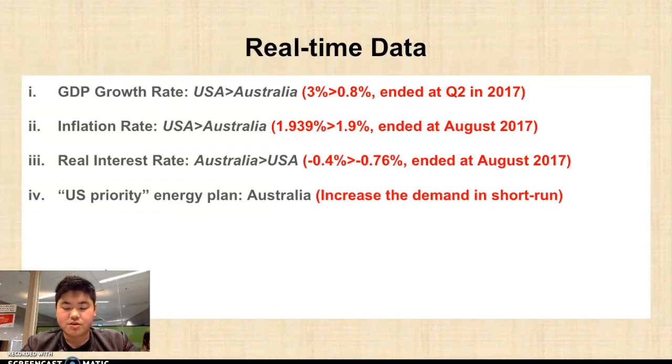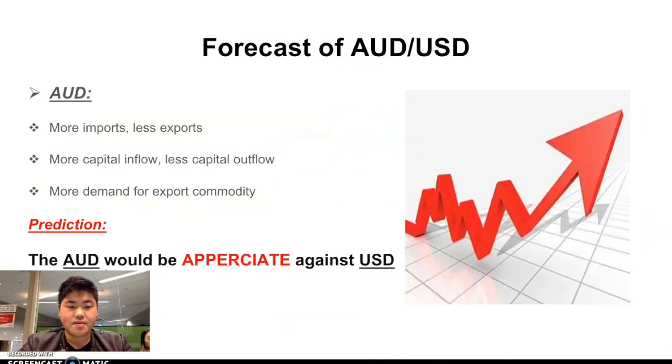Then the real interest rate: the rate of negative 0.4 in Australia can attract more capital inflow, which increases the demand for AUD, compared with the lower rate of the United States at negative 0.76 currently. So here is the forecast of AUD against USD. It would appreciate against USD in 3 to 6 months.